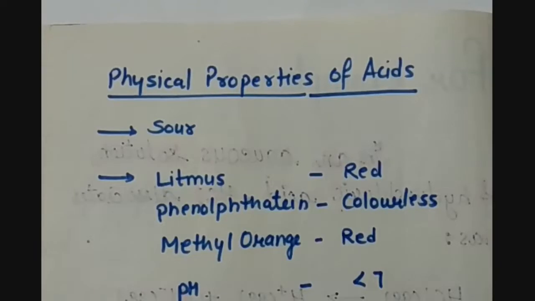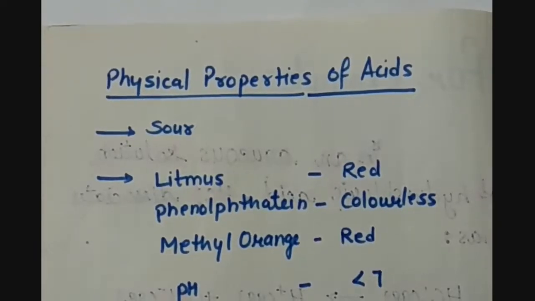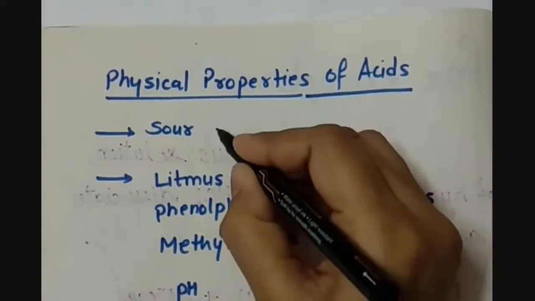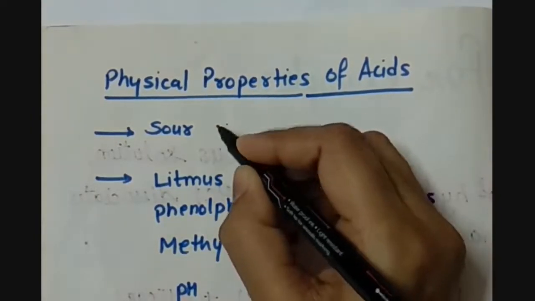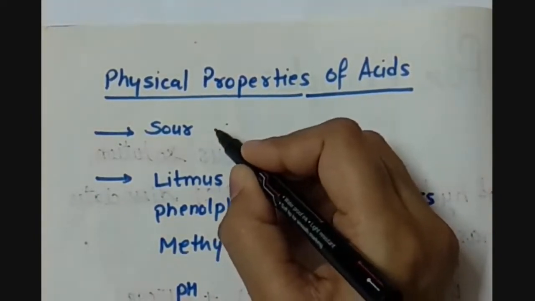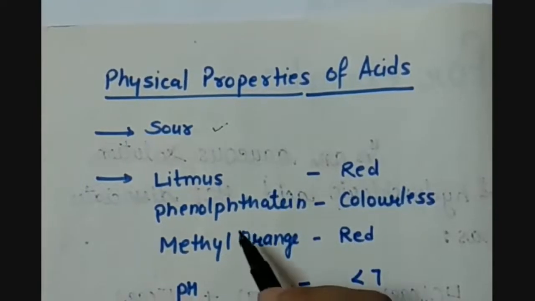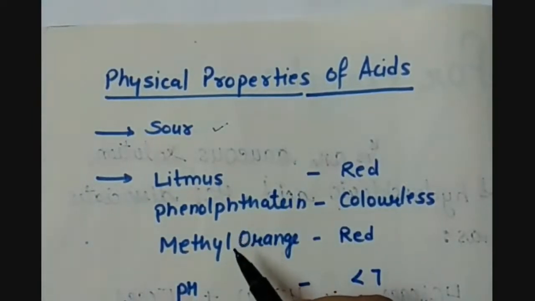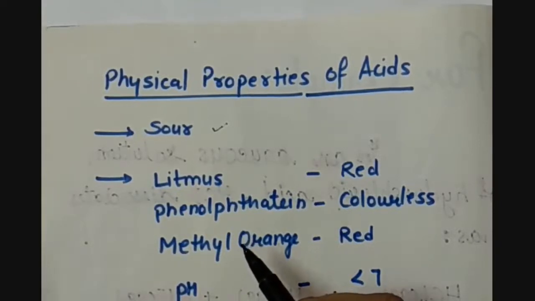What are the physical properties of acids? The first physical property is their taste. They are sour in taste. The second property is their action on indicators. We have various types of indicators which can identify acids and bases. Acids have different effects on different indicators. The indicators we will be studying in the next few lectures.